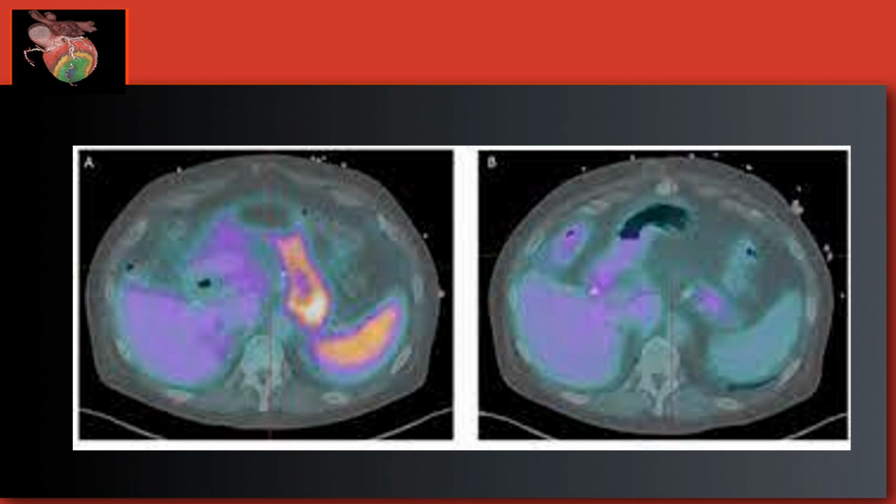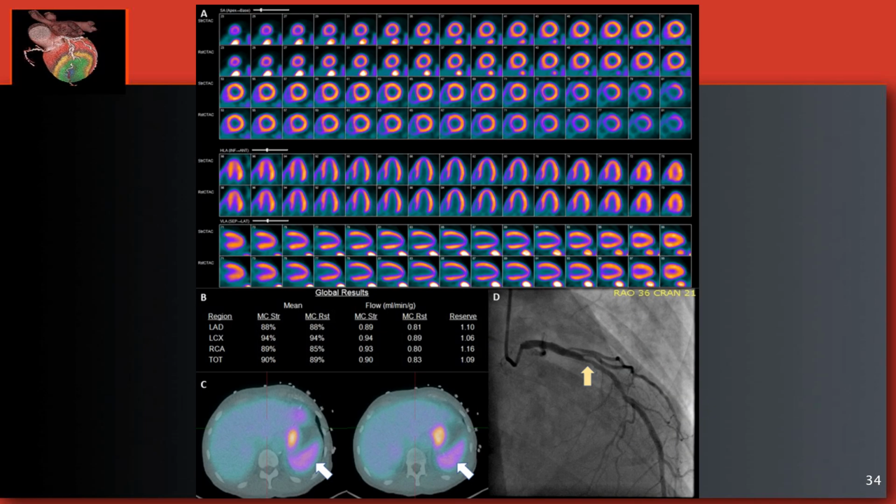So this is an example of splenic shutoff. This is somebody that did respond to the vasodilator, and you see that the spleen did shut off. That's kind of what they call it, is splenic shutoff. It's not as perfused at stress as it was at rest. So this is an example where that can be a valuable tool.